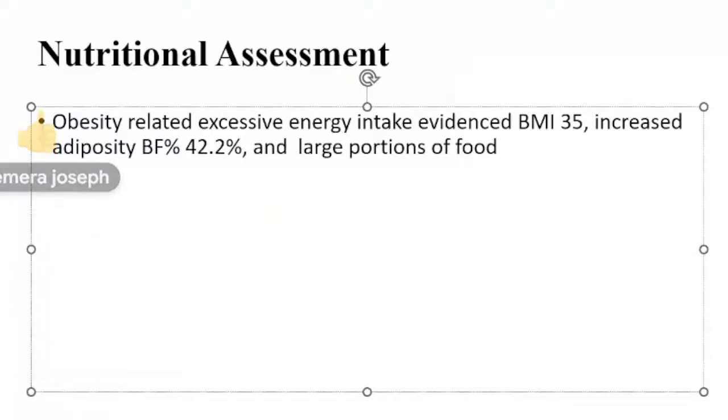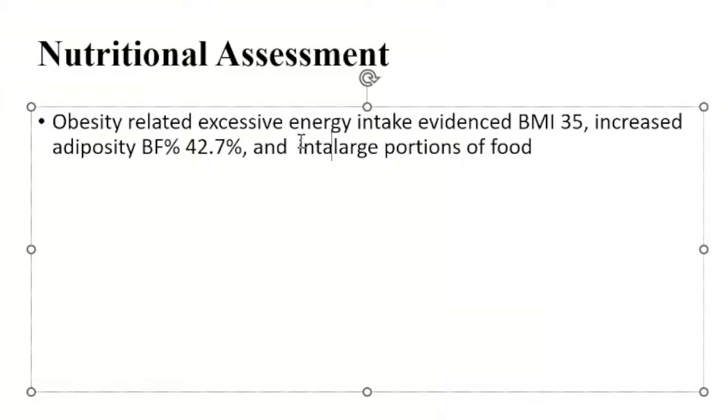Okay, sure, thank you. So the PES statement becomes: obesity related to excessive energy intake, evidenced by BMI of 35, increased adiposity with a body fat percentage of 42.7, and large intake of large portions of food. Very simple, very realistic, and something that we can develop an intervention for.